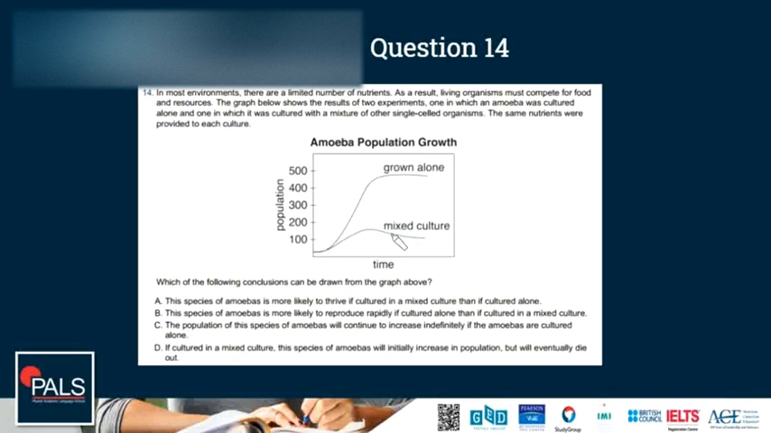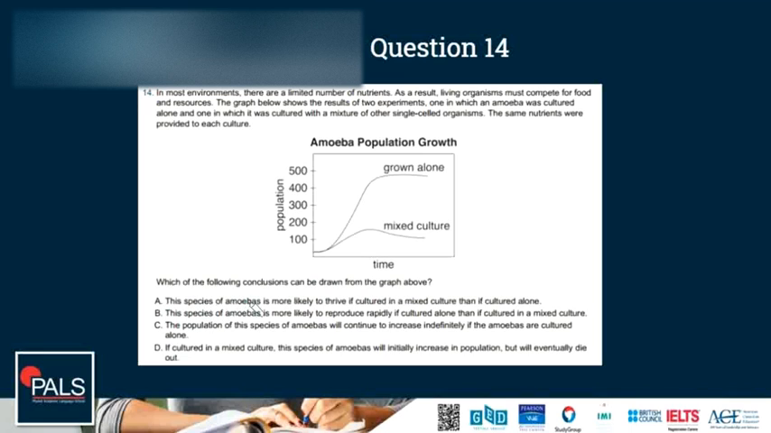However, where we have a mixed culture, amoebas with other single-celled organisms, amoebas increase and then it flattens relatively quickly at a population size of about 100, a little bit above 100 probably. Whereas when we have amoebas alone, it goes up to almost a population size of 500, where it flattens. So which of the following conclusions can be drawn from the graph above?